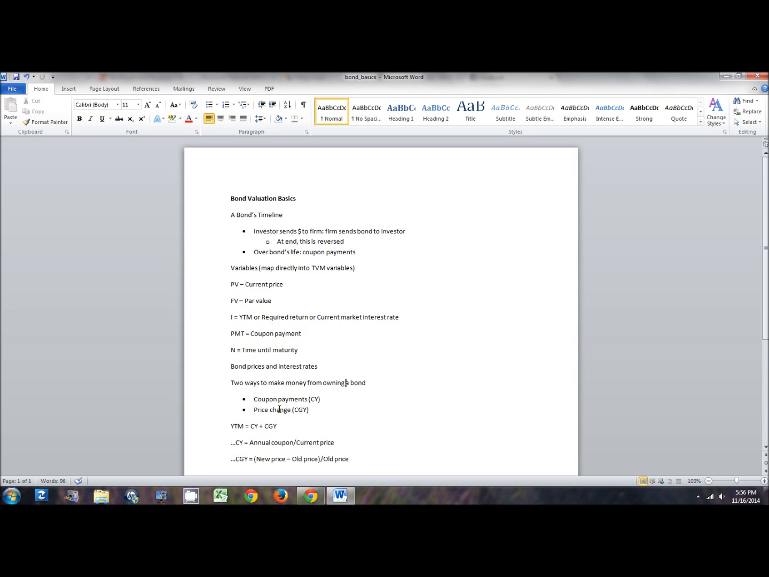So maybe you buy a bond for $1,000 when it is first issued. And then while you're holding that bond, interest rates happen to go down. So what's going to happen to the price of your bond? It's going to go up. It's going to be worth more than $1,000. So what could you do? You could sell that bond when the price rose, and you would have a gain right there. That is another way that you can make money from owning a bond, through its price change.